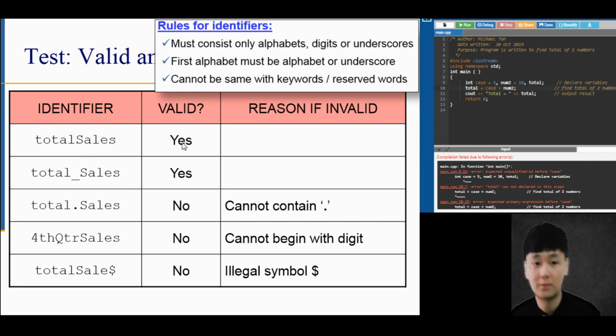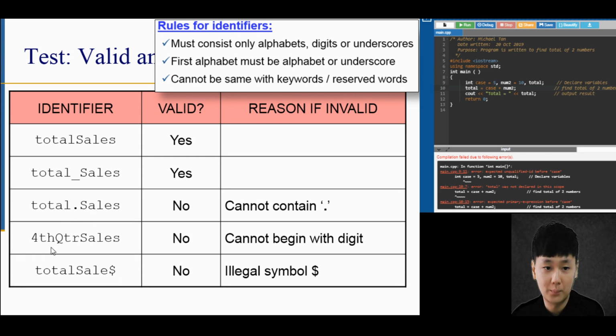For the first one, totalCells: yes, valid, because it consists only of alphabet. The second one, total_cells: yes, valid, because it consists only of alphabet and underscore. The third one, total.cells, is not valid because you have a dot here. It's not allowed because the first rule says the identifier must consist of only alphabet, digit, and underscore. If you have an illegal symbol like a dot, then it will throw you the error.